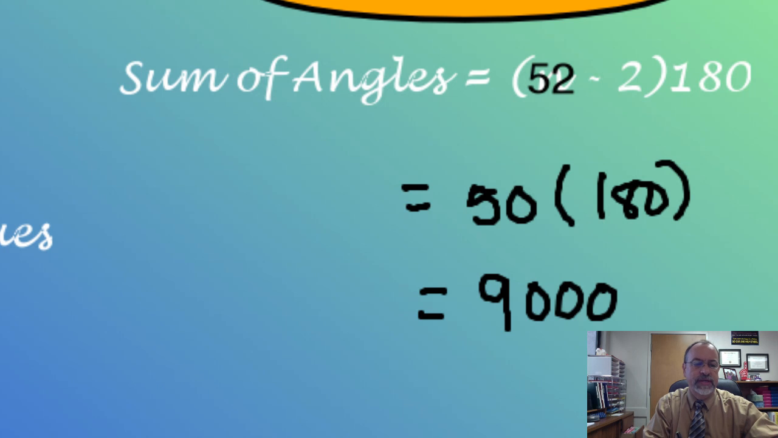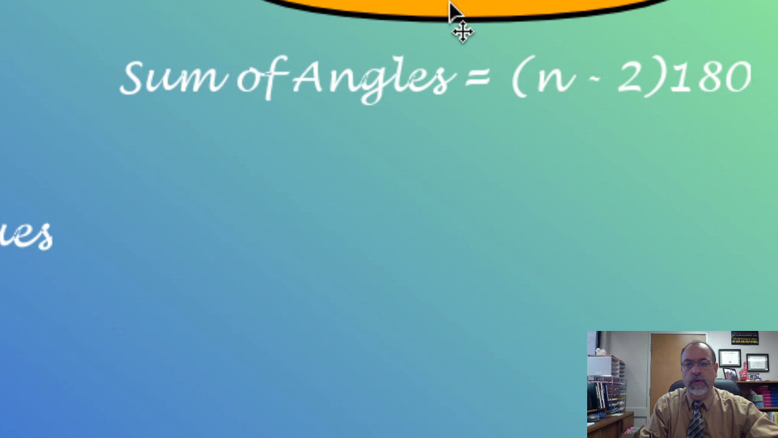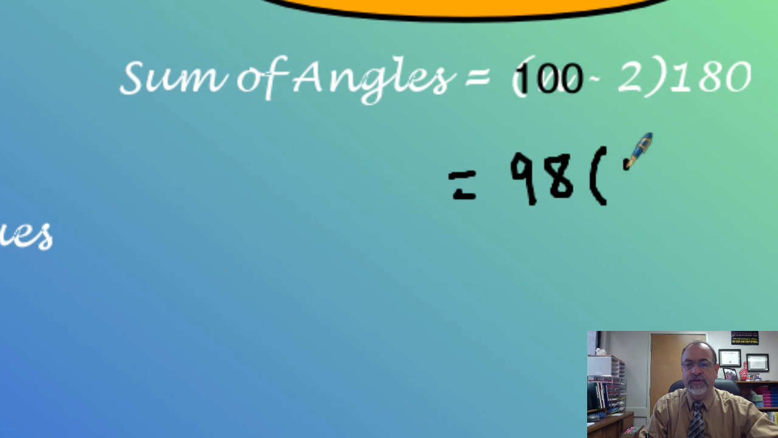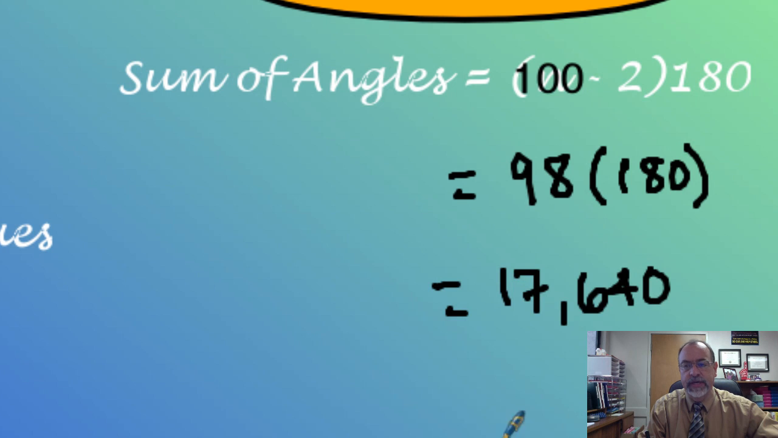Let's do one more. I think these are kind of easy, but we'll do one more. Okay, so let's say we have 100 sides. So again, this is the number of sides, so it doesn't go here, it goes where n is. And then we simply do the arithmetic. So we're going to do 100 minus 2, which is 98. That means there's 98 triangles that would be formed. And then each triangle has 180, so we'll multiply it by 180. And we'll get 17,640 degrees would be what all those angles inside that polygon add up to.